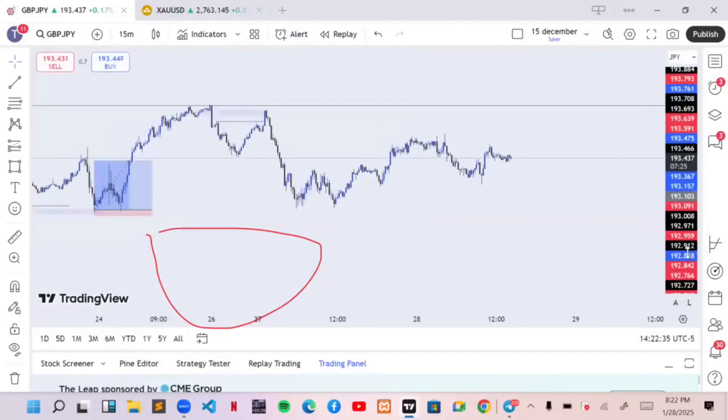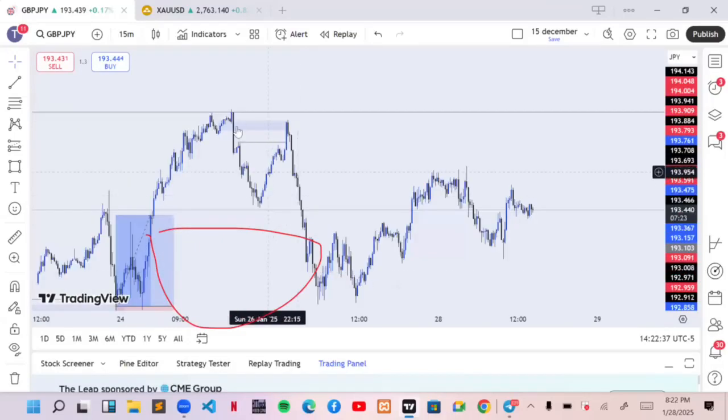Once I came down to that time frame after price already hit the 4 hours resistance level, what would I now start looking out for? I will now start looking out for my strategy. The strategy is what? Market structure, liquidity, point of interest.